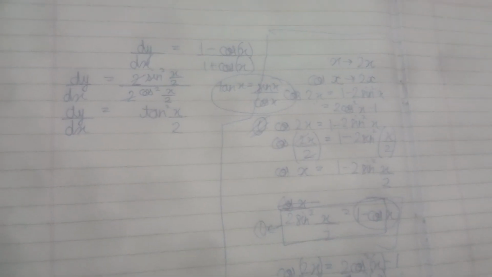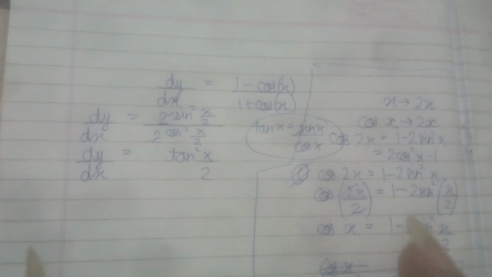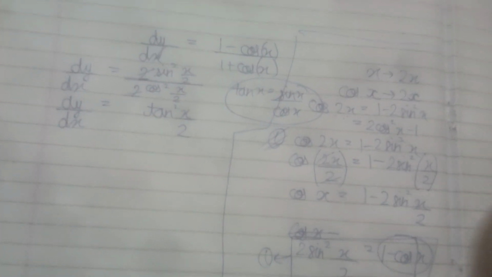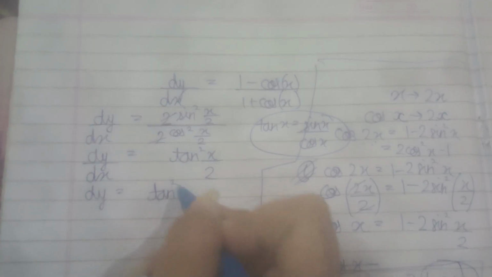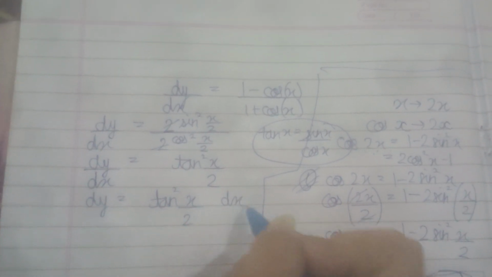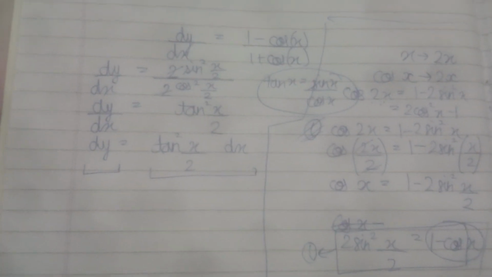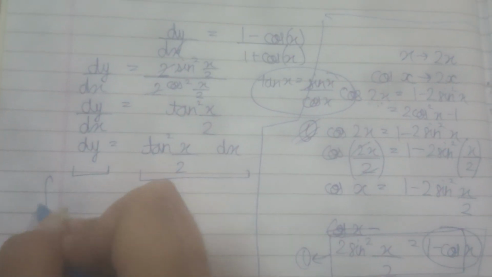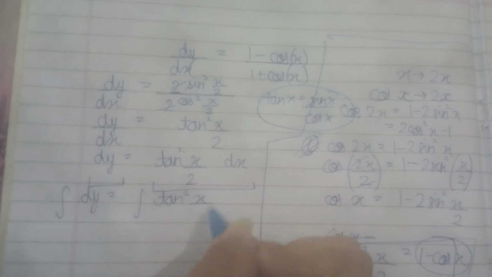Now we are going to separate the y and the x all together. This is your dy, so we will write tan square x by 2 dx. We have separated the y and the x. Now that they are separated, we can do integration. Integration of dy is equal to integration of tan square x by 2 dx.